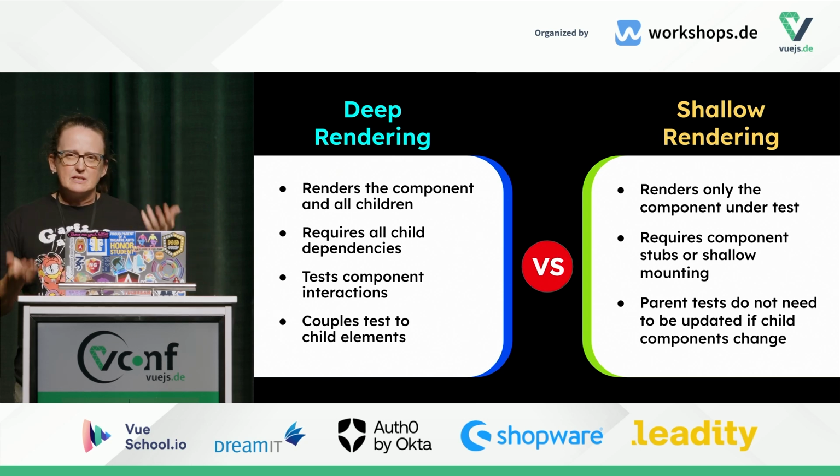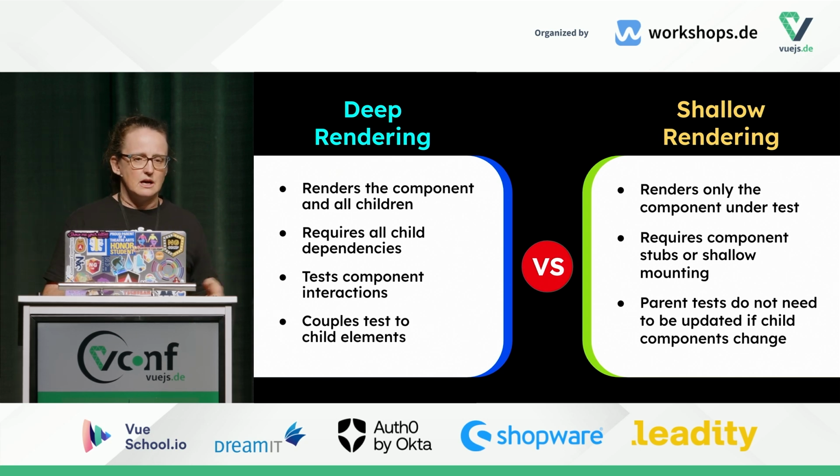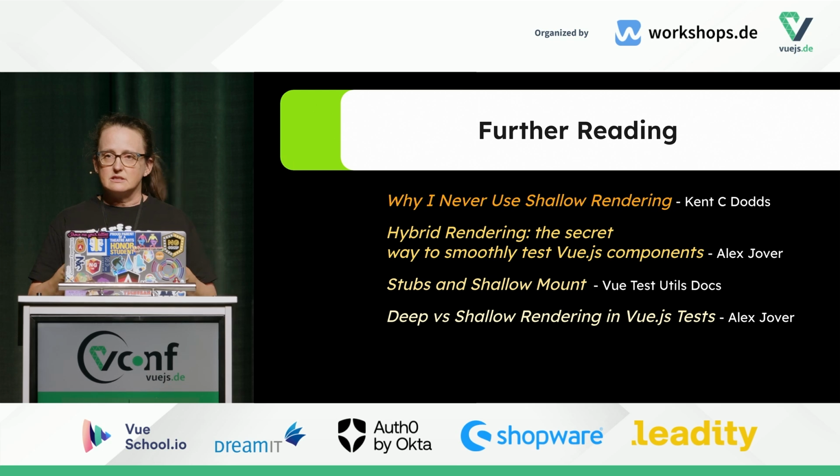There's a difference between deep rendering and shallow rendering. Deep rendering is going to render the component and all of the children. It requires all of the child dependencies. It tests component interaction, so there's a plus to that, but it also couples the test to child elements. Shallow is obviously the opposite, where it renders only the component under test, but this requires stubs or shallow mounting. The benefit is that if the child implementation changes, the parent tests do not need to be updated. I will give you the slide deck at the end of this.